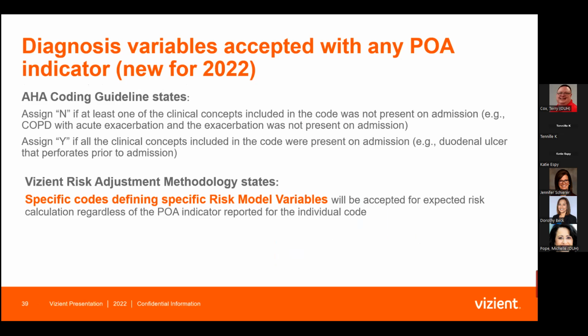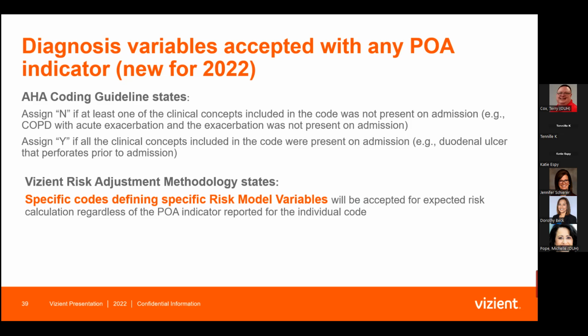So now, Jen mentioned this earlier, for 2022, this is a departure from our previous approach that we've incorporated here based on the AHA coding guidelines, which state that you should assign no if at least one of the clinical concepts included in a particular code was not present at admission, and assign yes if all of the clinical concepts included in that specific code were present on admission. So this pertains to those chronic conditions that also have a component of acute exacerbation.